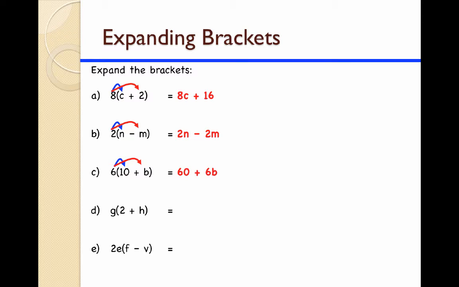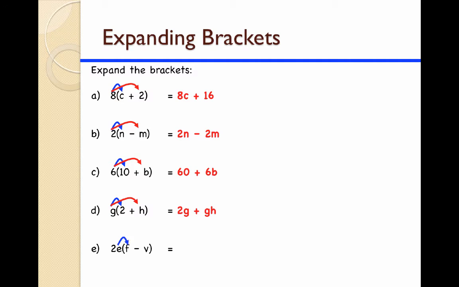Notice I don't have any times symbols on my sheet right now. That's because I'm not going to do that line of working out. That line of working out was only so that you could see what I was doing when I multiplied. For d, I do g times 2, which is 2g. Remember, the number has to go out the front. Then I'm going to add g lots of h, and when we multiply 2 letters together, we just write them next to each other without the times symbol.